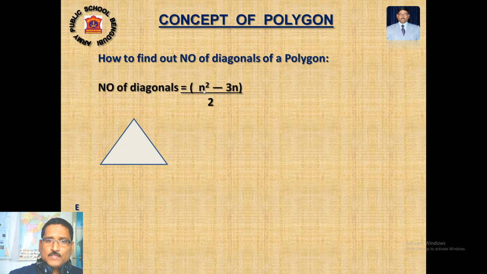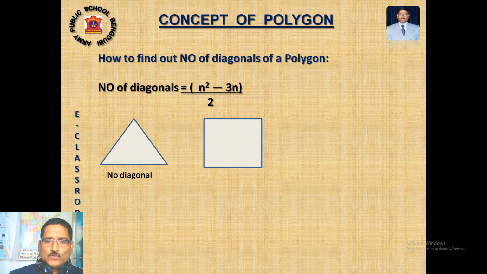n is equal to 3. 3 square is 9. 9 minus 3 into n, which is 9. 9 minus 9 is equal to 0. 0 divided by 2 equals 0. So in case of a triangle, there is no diagonal. Are we clear? Now, what about the square?